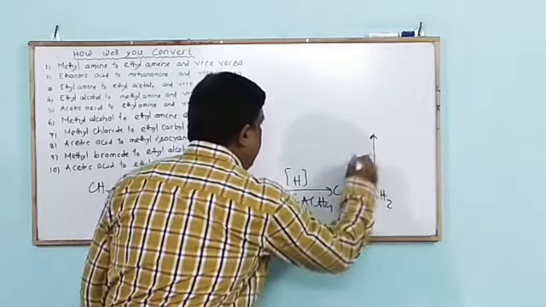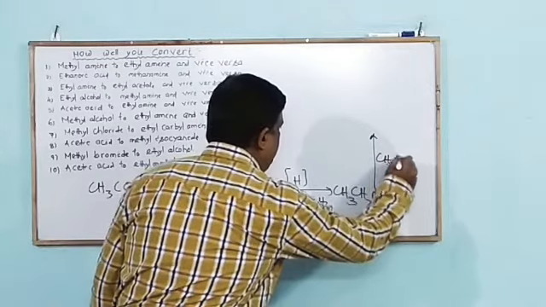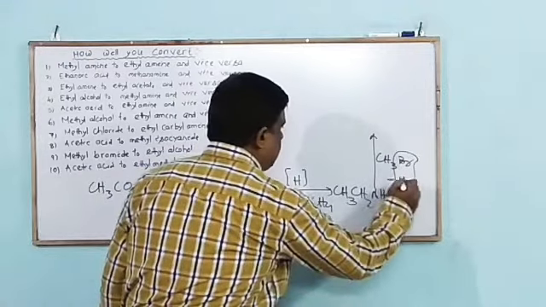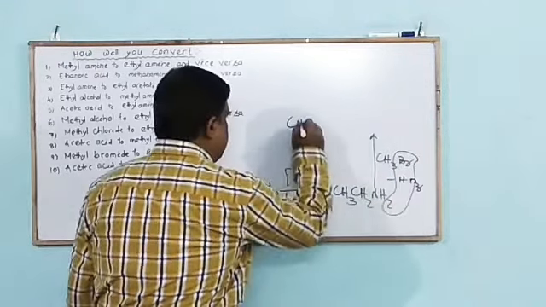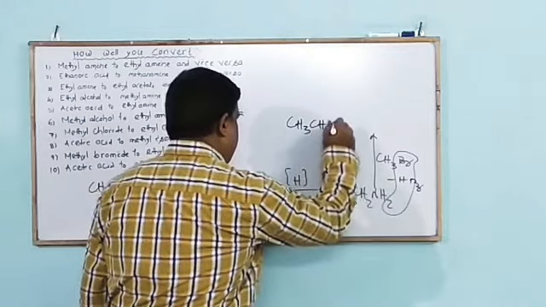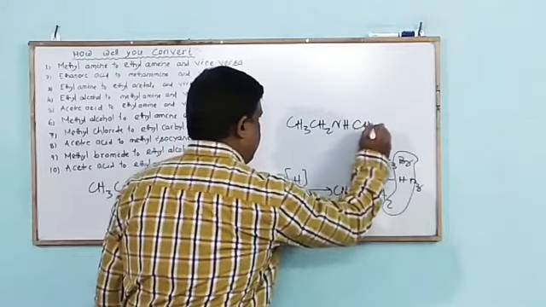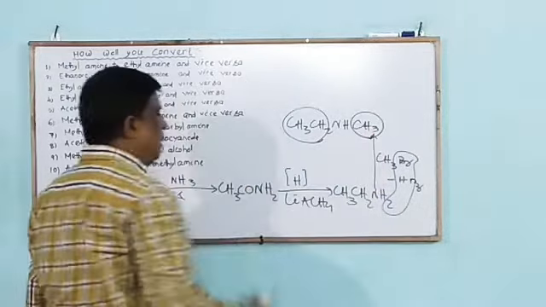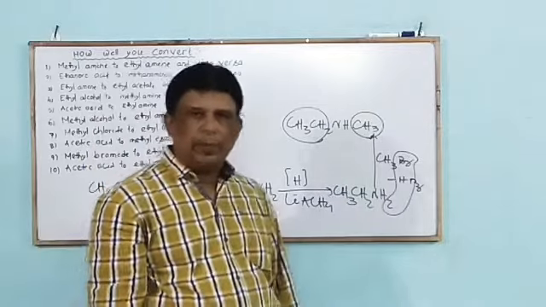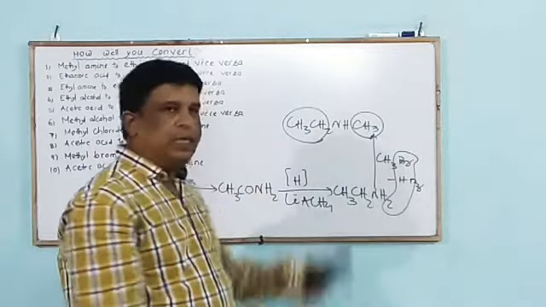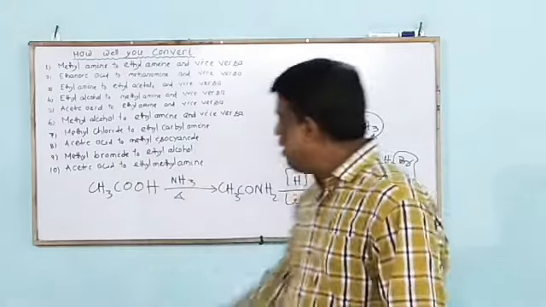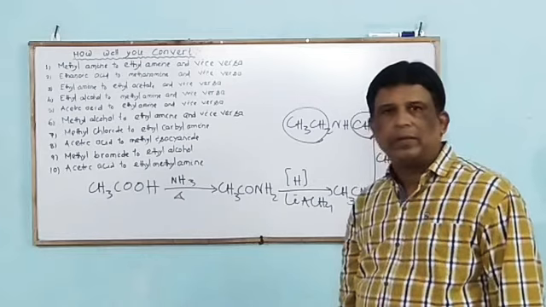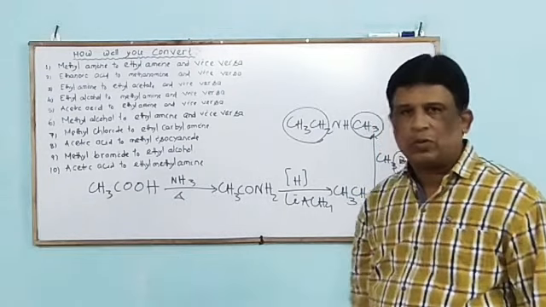CH3CH2NH2. Ethylamine reacts with methyl bromide, minus HBr, to form CH3CH2NHCH3. That is ethyl, methyl amine, or a 2-degree amine. So in this way, acetic acid is converted to ethyl methyl amine. Mark the next question.